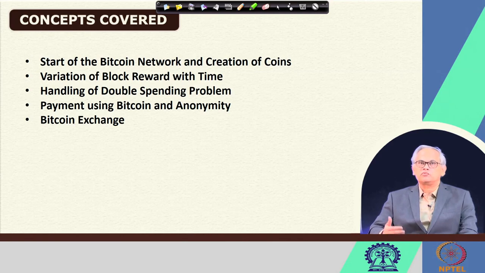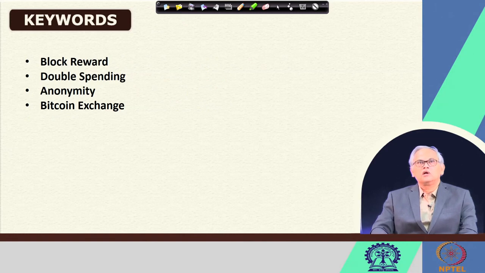And finally, we touch upon the topic of what we know as Bitcoin exchanges, which most of you have heard, seen various advertisements on. So, we will touch upon those topics also. The keywords for today's lecture are as follows: the block reward, what it means, what is this double spending problem that we talked about, then anonymity, and then of course, we talk about Bitcoin exchange as already mentioned.